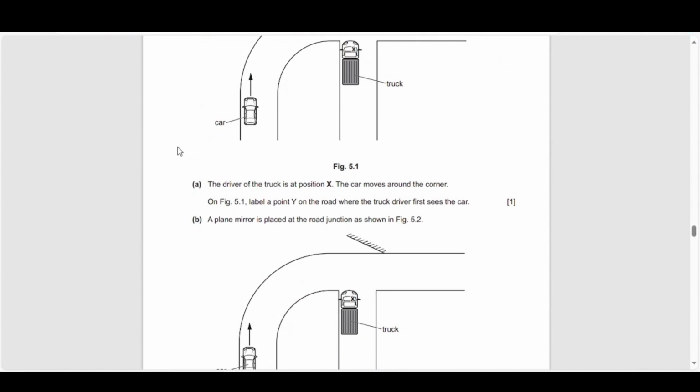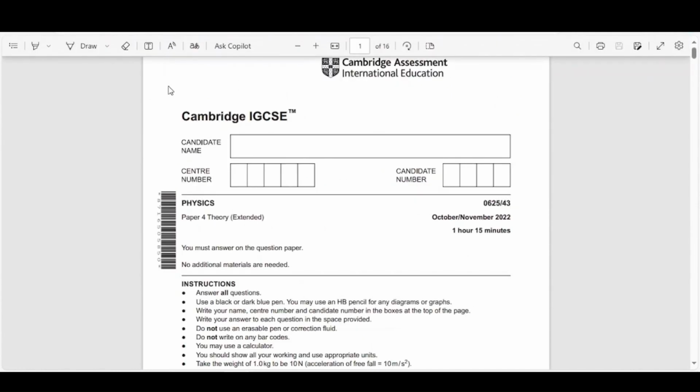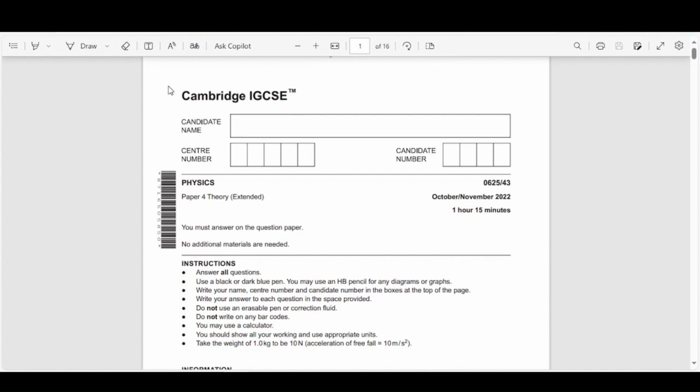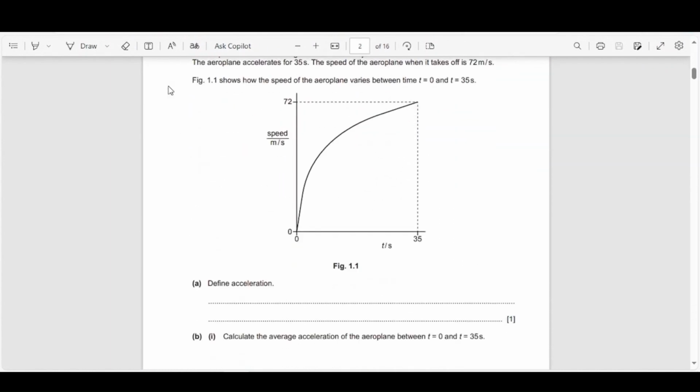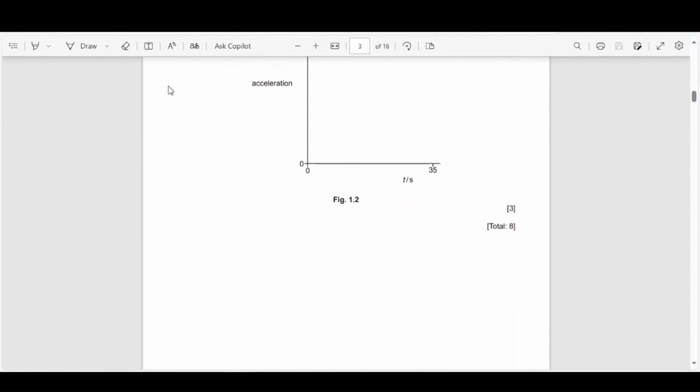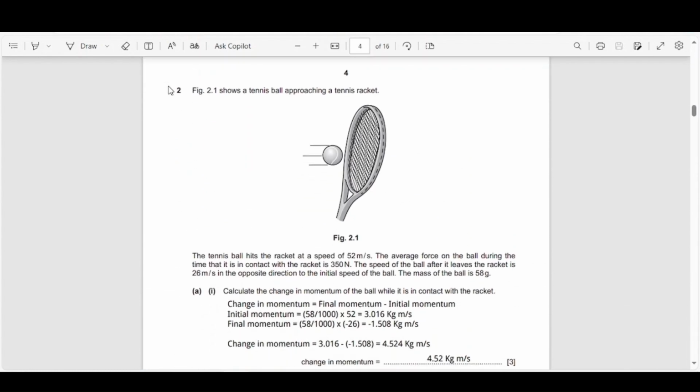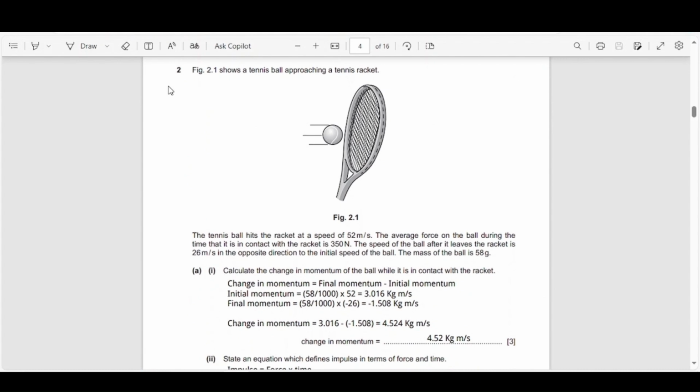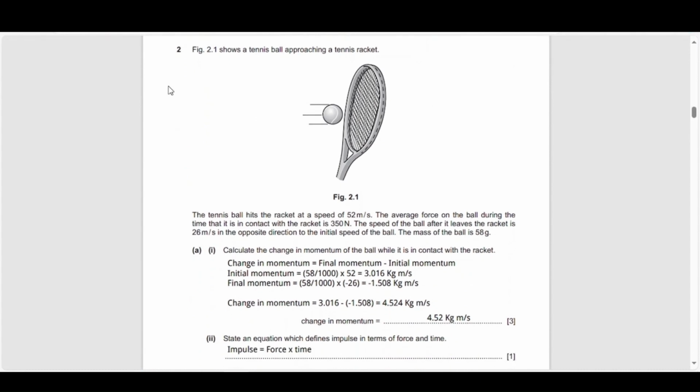Okay, so I'm going to move on to the next paper. This is October 2022, variant 4.3. We've got a question on kinematics or motion to start off with. Nice little question there. Ooh, you've got a collision question. That's going to be your classic forces and motion question.